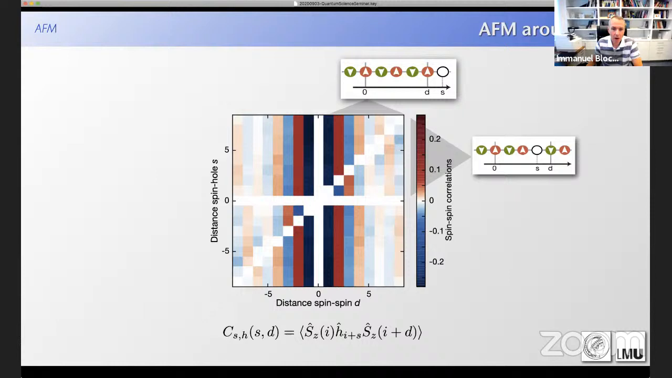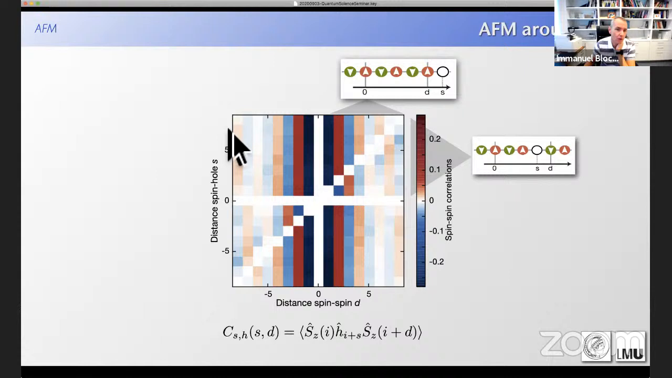Now, s can have the following two situations. Either the hole sits beyond the two spins, so it isn't in between them, or the hole sits between the two spins. And as I said, this should have a profound impact on the spin correlation, because each time there is this hole, it flips the spin configuration. So let's have a look at that. Here's the distance between the two spins I'm correlating on the x-axis. Here's the position of the hole on the y-axis.